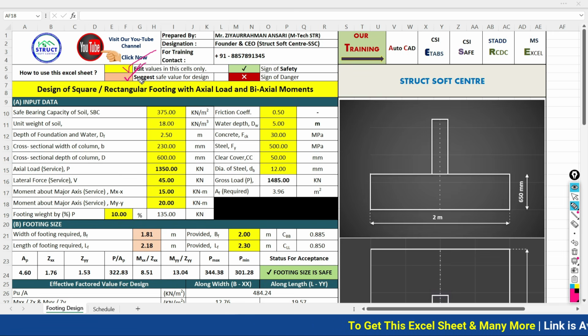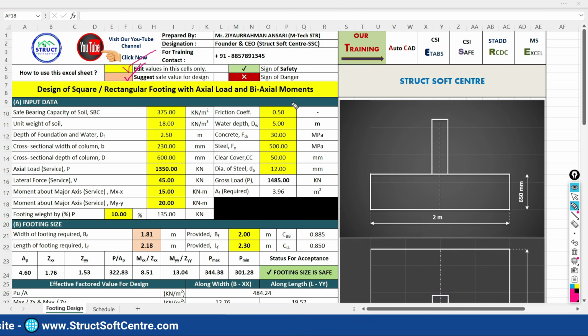This cell will suggest what should be adopted. And wherever you get a red cell, that is the cell of danger, meaning you did something wrong and you have to correct it. It is the failure sign. Hope that you all understood how to use this spreadsheet.